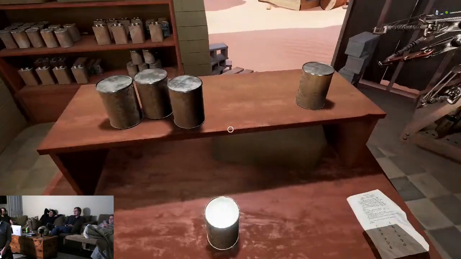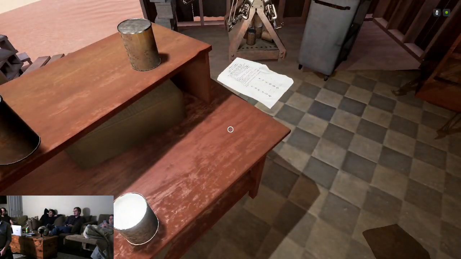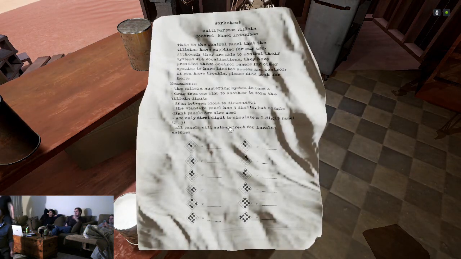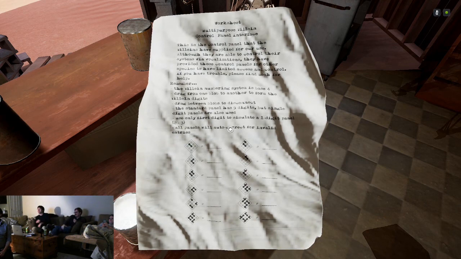Hey, wait. What's that piece of paper? Look down. What? Oh, no, this better not... Okay. It's base 4.